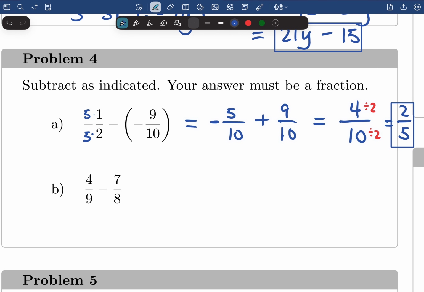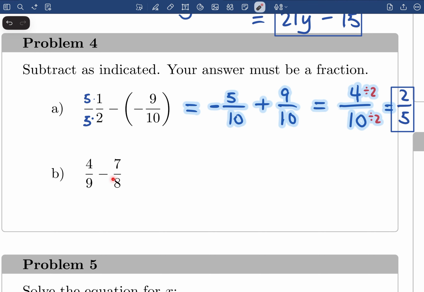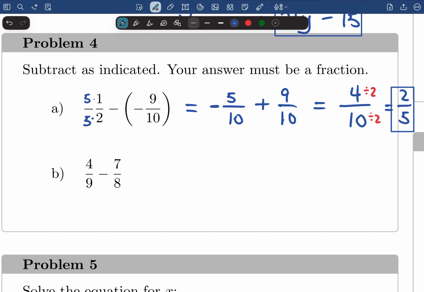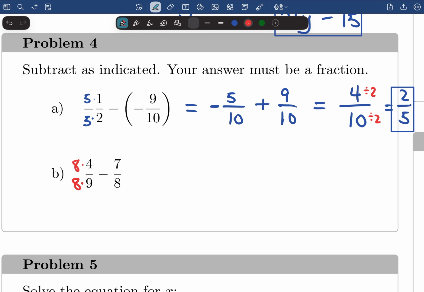Let's look at part B, 4/9 minus 7/8. We notice the denominators are not the same. So one thing that is nice to do is we can take this denominator of 8 and multiply it on top and bottom of this fraction. And then we can take this denominator of 9 and multiply it on top and bottom of this fraction. And now we have a common denominator, 8 times 9, which is 72.